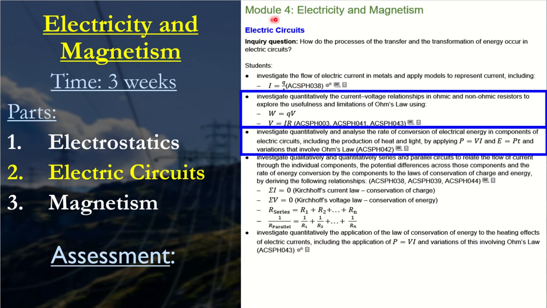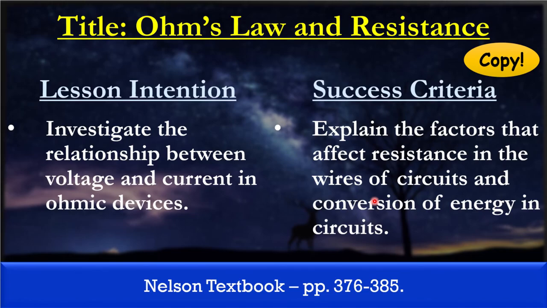Today we're going to be covering Module 4, Electricity and Magnetism, Inquiry Question 2, Electric Circuits. I'm going to be covering these two particular dot points. Now, the first one we have talked about in the previous slides. However, we are going to just recap on some details, particularly on the ohmic and non-ohmic components. And then we're going to apply that to energy conversions with these equations here. So that's your textbook reference that you'll be looking at.